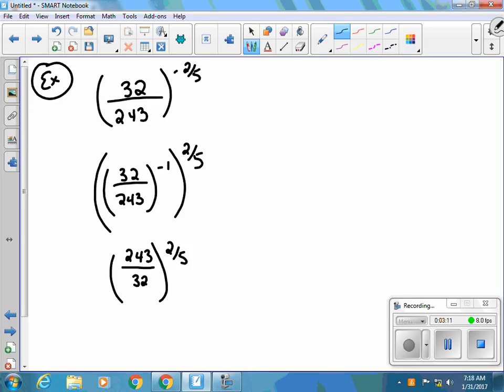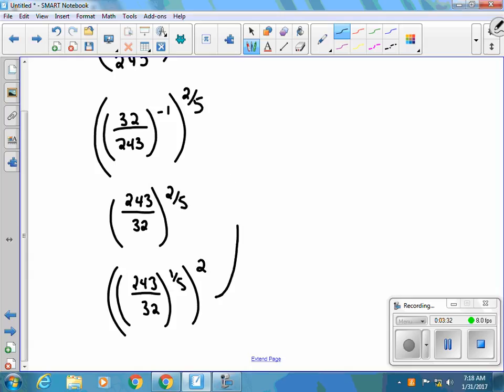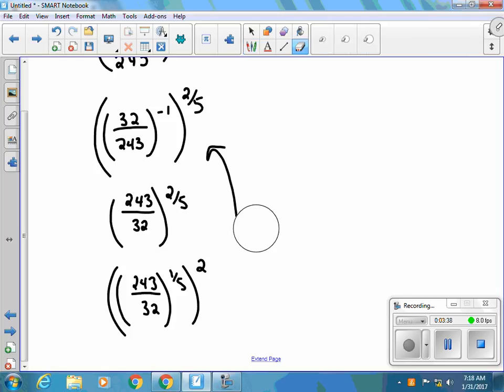Now remember, when we're dealing with a fraction like this, because I don't have that 1 on top, I'm actually going to break this down. I'm going to break it down into 243 divided by 32 to the power of 1/5, to the power of 2. So technically you could combine these two steps together in order to break it down a little bit.